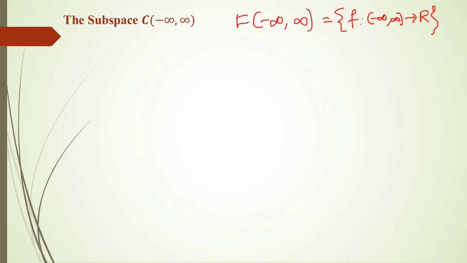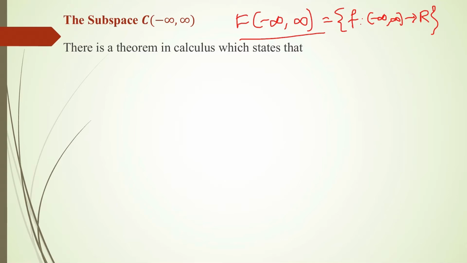Now we will see another vector space. We have discussed F(-infinity, infinity), the set of all functions from (-infinity, infinity) to R. And we proved that this forms a vector space under the pointwise addition of functions as well as pointwise scalar multiplication, (kf)(x) equal to k times f(x). Now we will see some subspaces of this.